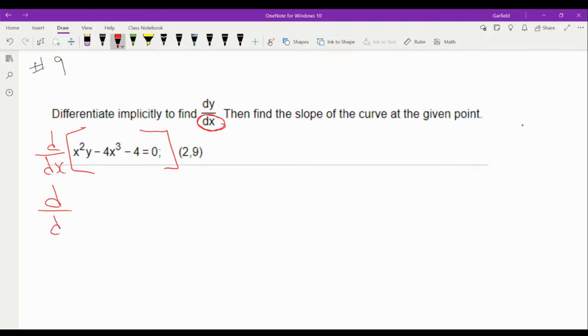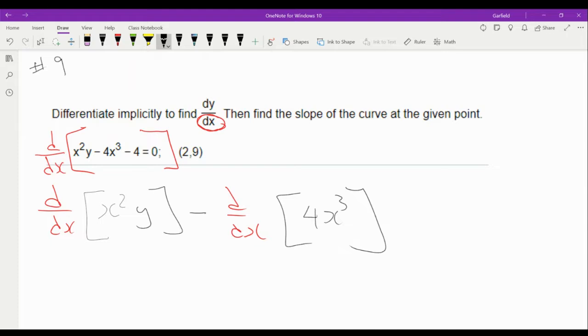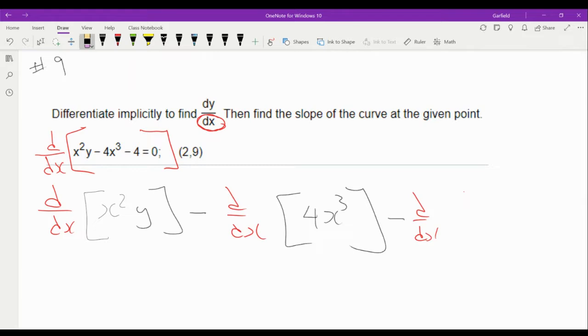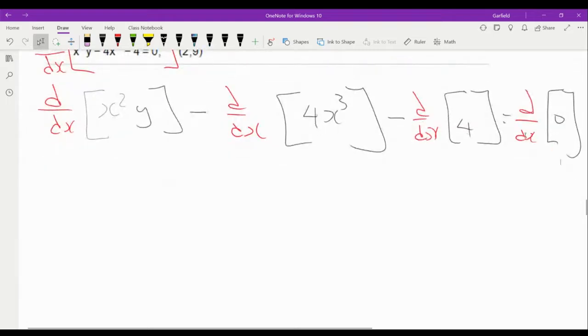So we're taking d by dx of x squared y minus d by dx of 4x to the third minus d by dx of 4 is equal to d by dx of 0. And we can work our way from right to left as we did before.